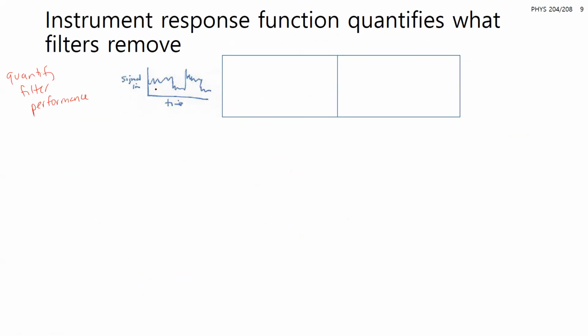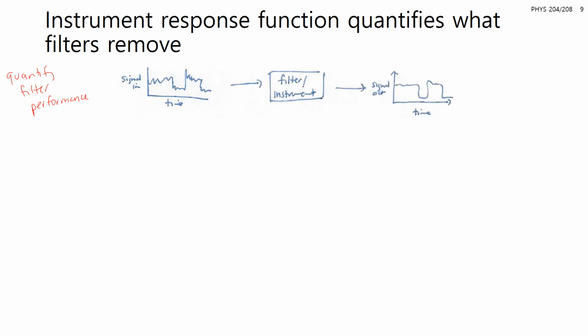So let's say we have a given noisy signal here versus time, and then we introduce some filter or some instrument here, and then we get an output here, where that noise is rejected. So this is going to be our output versus time. This is going to be our signal versus time, and this is our filter.